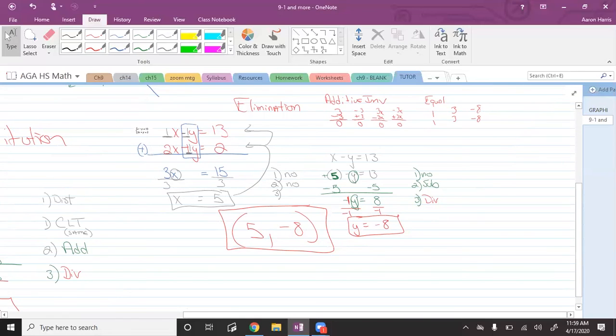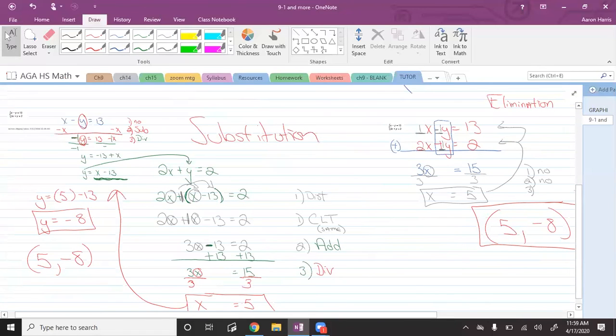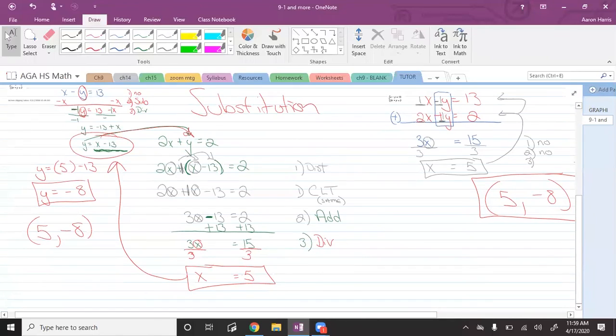If I'm going to graph it, I need a graph, and I graph the 2 lines. If I'm going to do substitution, I need to solve for one of the variables and then substitute it into the second equation. Then I'll get an answer for x. If I get an answer for x, I can substitute it back in for that equation and find out what y is equal to. Does that make sense?